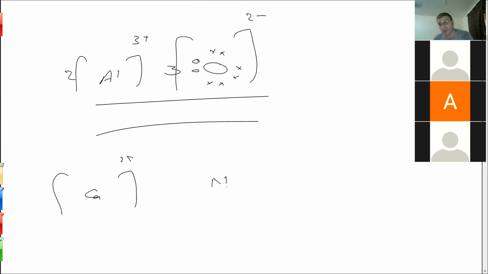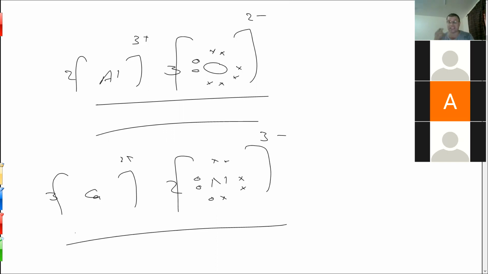Nitrogen, which group? Group 5. It has 5 electrons, 1 and 2, and a 3 and a 4, and a 5th. To be stable, it needs 3 extra electrons, 1 and 2 and a 3. And adding 3 electrons makes it 3 negative. How do you make the compound neutral? Just put 3 on this side and 2 here. This one is the calcium nitride.